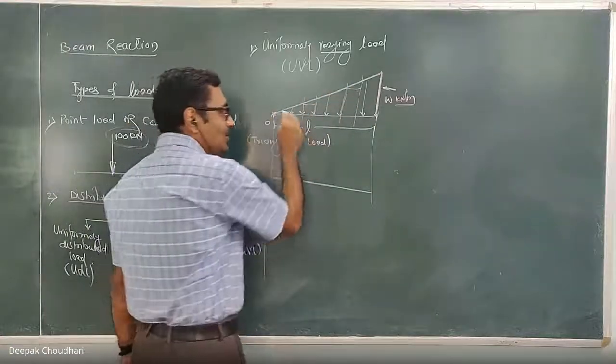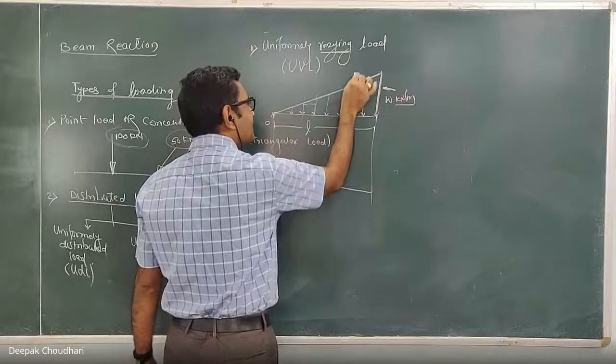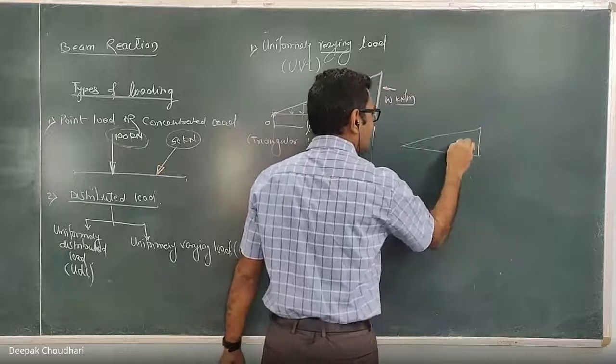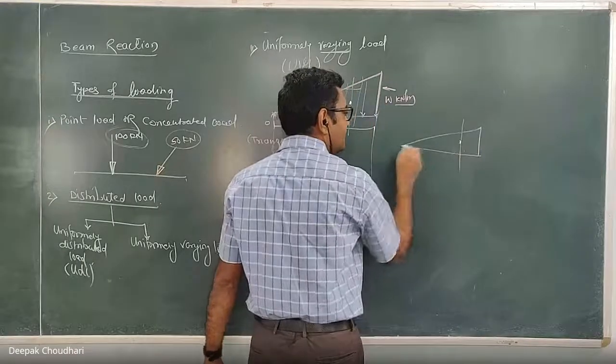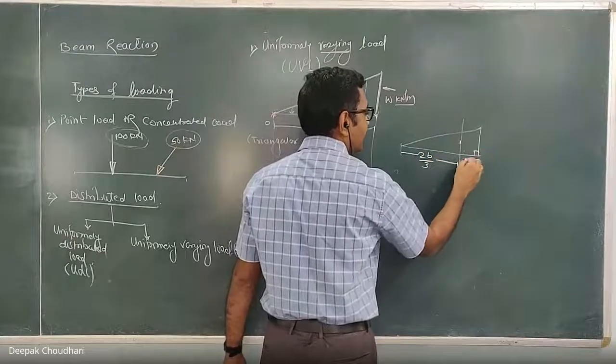Now we know that since it is a triangular load, the centroid of the triangular load will be at a distance of, अगर ये base B है, listen, what is the position of the centroid of a triangle? If the base is B, then this distance will be 2B by 3 from the vertex, and from the right angle this is B by 3.